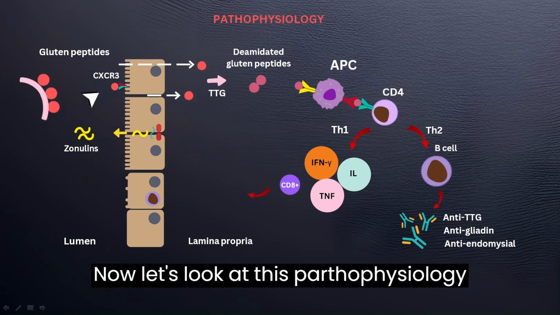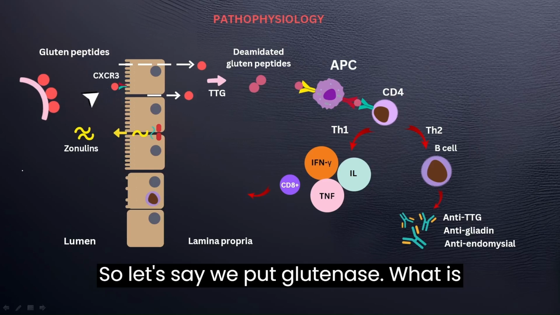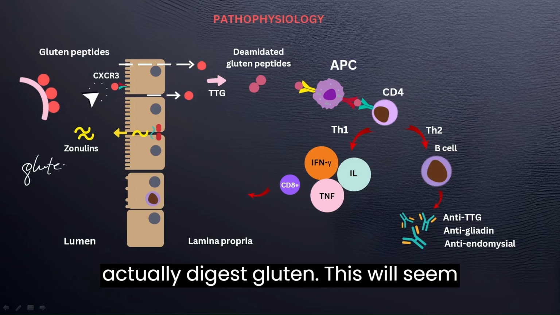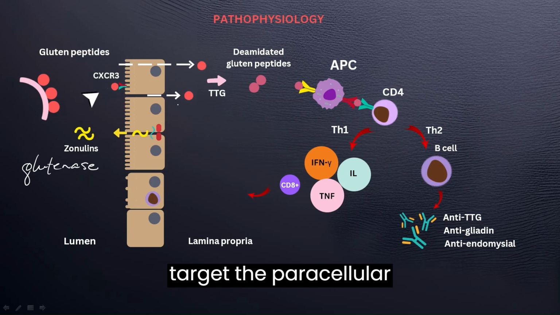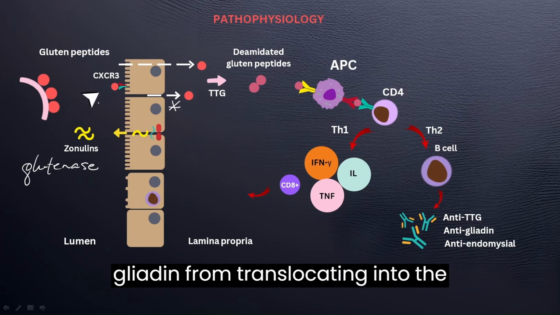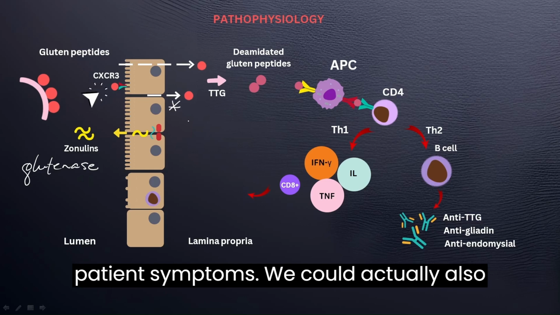Now let's look at this part of physiology and apply a little bit of pharmacology. So let's say we put glutenase. What is glutenase? This is an enzyme that can actually digest gluten. This will seem to help the patient. Of course, if we target the paracellular pathway, this would also prevent gliadin from translocating into the lamina propria, and it can also reduce patient symptoms.